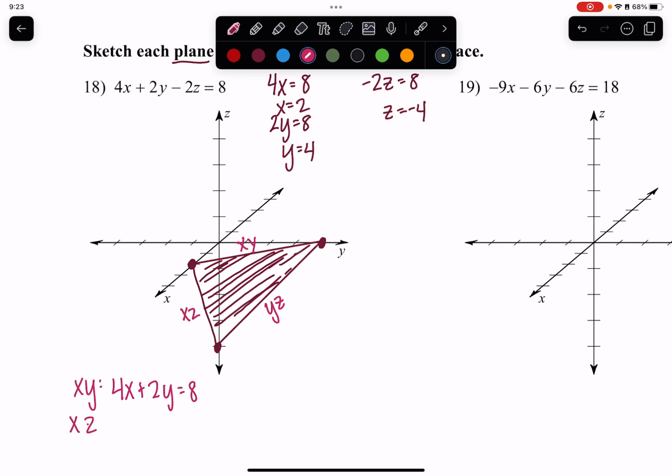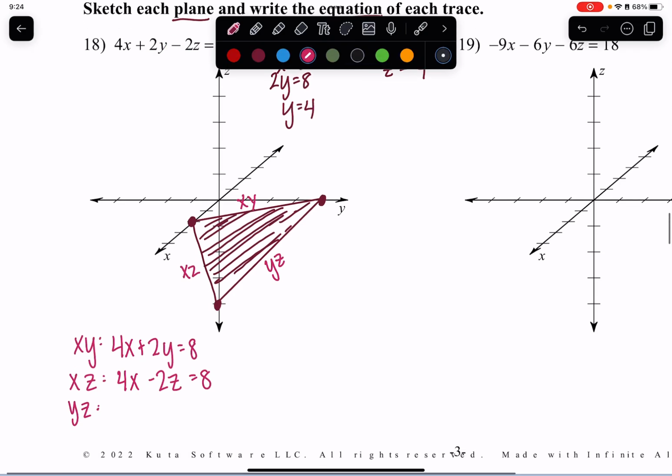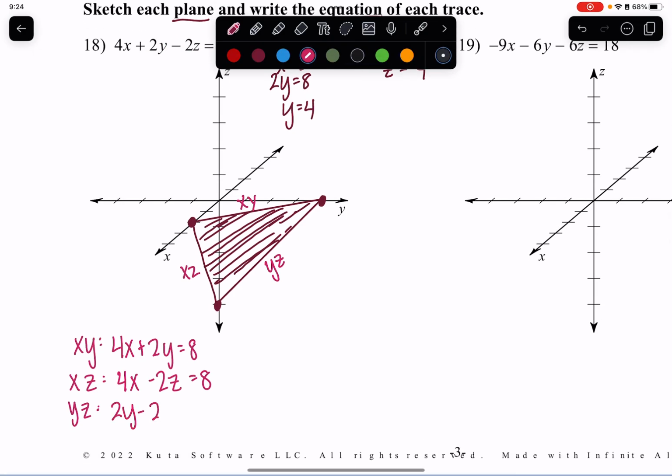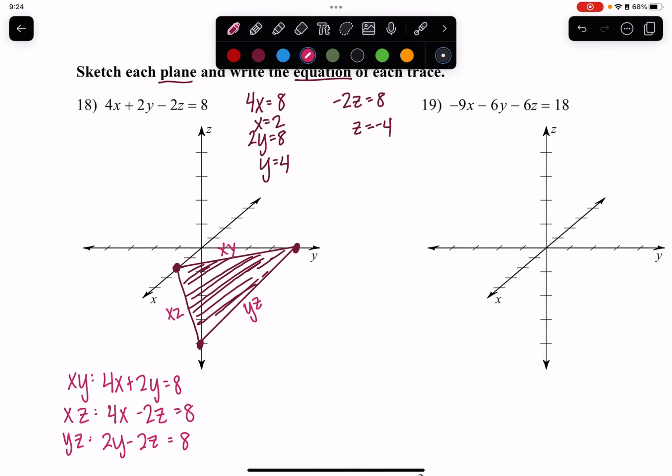So for my xz trace, I would use the x and the z term and set it equal to 8. So we would say 4x minus 2z equals 8. And then for my yz trace, I would use the y term and the z term. So we'd say 2y minus 2z equals 8. Okay, so that would be what we want to do there.